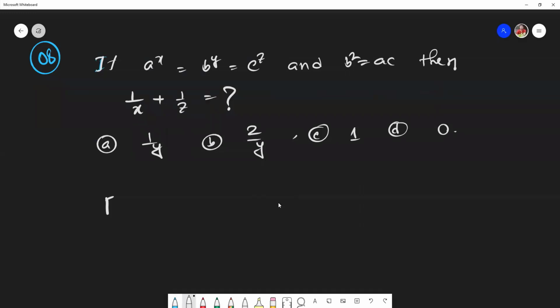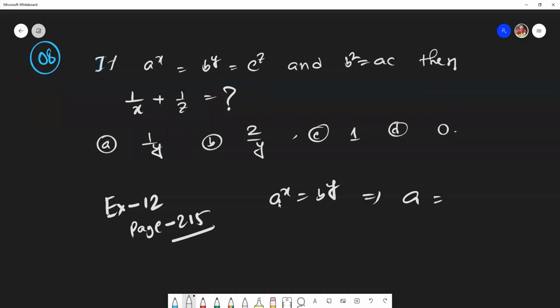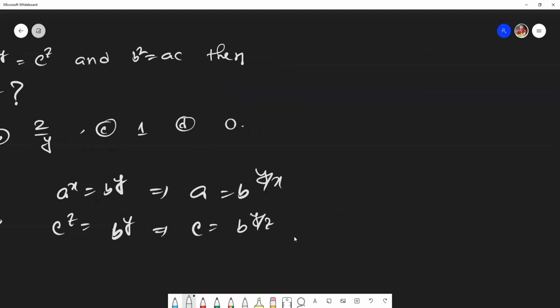This is a question from exercise 12 of your academic book, page number 215. Let me review here. a to the power x equals b to the power y. So here we can write a equals b to the power y by x, and again c to the power z equals b to the power y. So c equals b to the power y by z. And now another condition, b square equals ac.